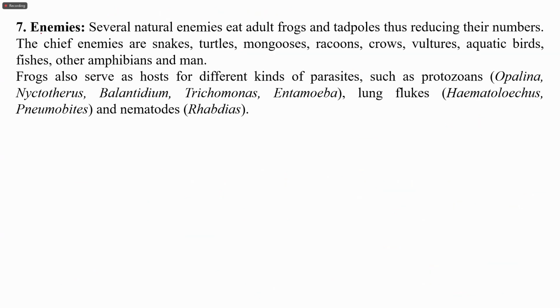The next is enemies. Frog has various enemies. Several natural enemies eat frogs and reduce their number. The chief enemies are snakes, turtles, mongooses, raccoons, crows, vultures, aquatic birds, fishes, other amphibians, and even man.